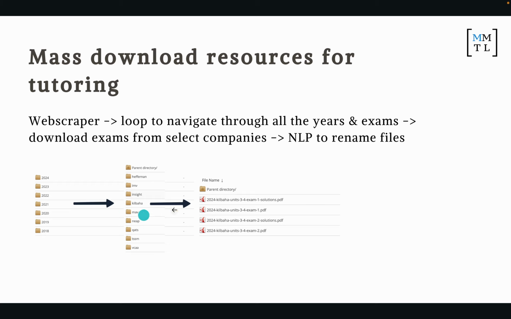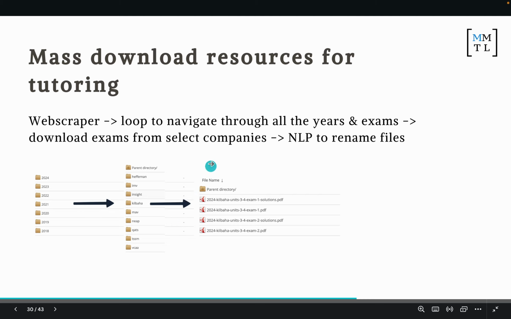But I had to click into every single folder, every single year, every single subject, find the exams I want, and then download and save them. That's so painful. So I decided to do some web scraping. Basically, go to that website, go to the directory, loop through to navigate all the years and the things I want, and download exams from the companies that I want.